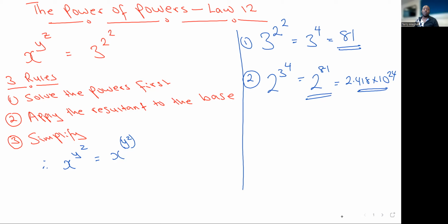In the next video, we'll talk about how to simplify indices. So we're going to solve some questions now. I'm going to play around with some indices questions.